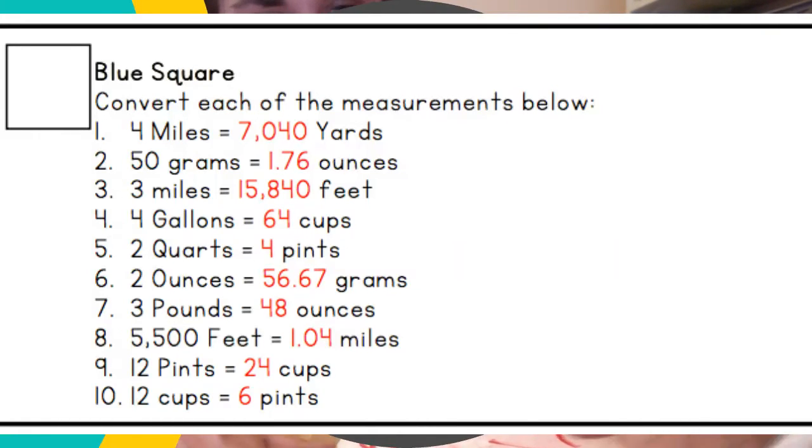3 pounds equals 48 ounces. 5,500 feet equals 1.04 miles. 12 pints equals 24 cups, and 12 cups equals 6 pints.